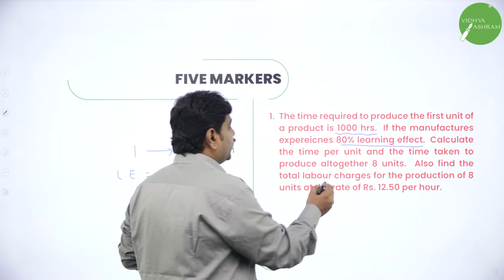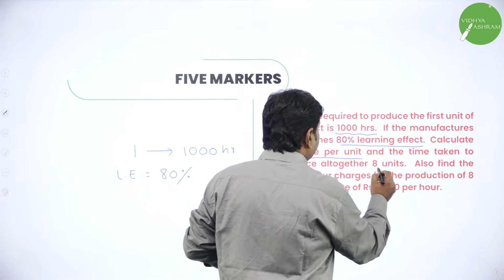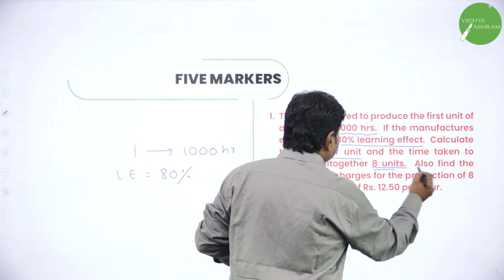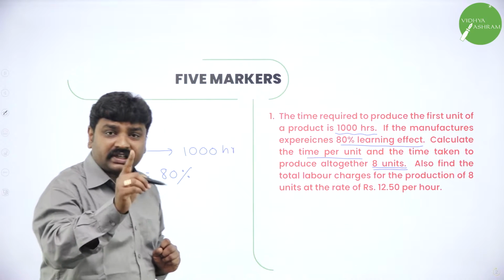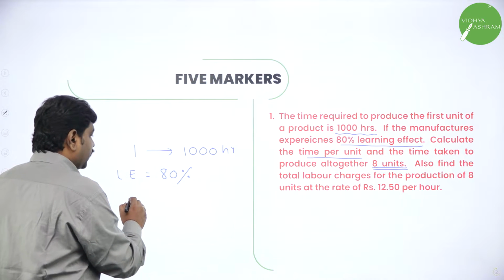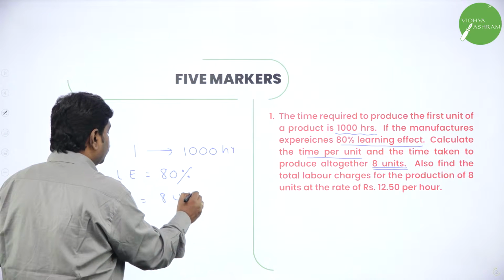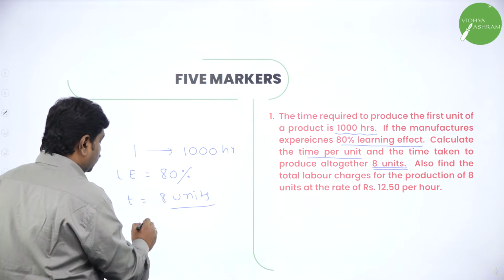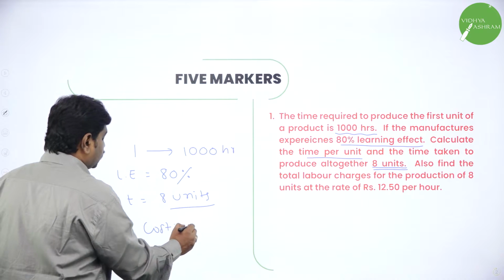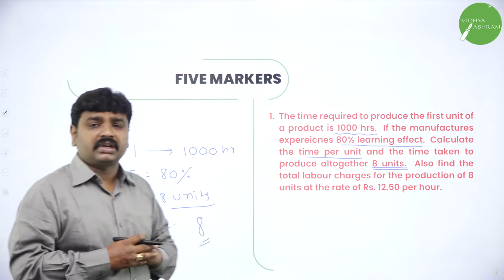Then calculate the time per unit and the time taken to produce altogether 8 units. They want you to calculate the time for how many units? 8 units. So, they want time for 8 units, number of hours for 8 units and cost for 8 units. So, these are the 3 things you should make a note.